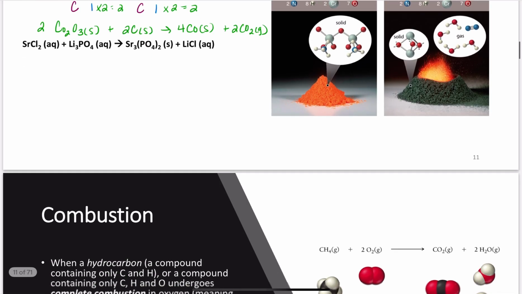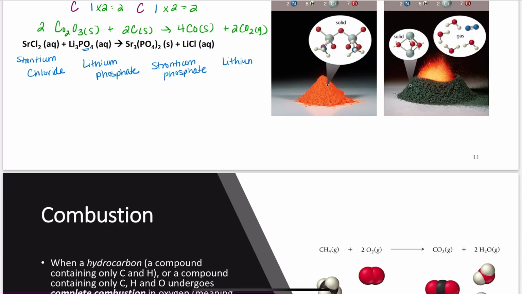Let's look at our next one. Okay, this next one is an example where you can keep your polyatomic together. Notice here I have the phosphate polyatomic. So I have strontium chloride reacting with lithium phosphate. So again, strontium chloride, lithium phosphate, and you're producing strontium phosphate and lithium chloride.